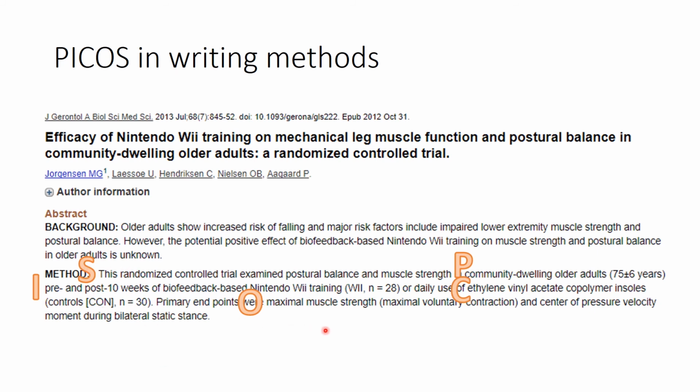Nothing more, nothing less. This randomized controlled trial study design examine postural balance and muscle strength, which is outcome, in community dwelling older adults population, pre and post 10 weeks of bio-based Nintendo Wii feedback intervention, or daily use of ethanol vinyl acetate copolymer insoles, control, primary endpoints, outcome again, maximum strength, center of pressure velocity. So all the information they provided in their methods is related to these elements.